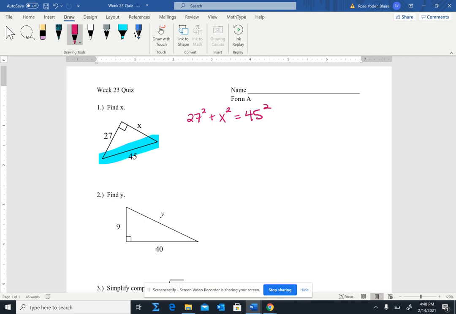Now let's go ahead and actually square those numbers. So 27 squared is 729 plus x squared equals 45 squared, which is 2025. And then we need to solve for x, so we have to go minus 729. Minus 729. 2025 minus 729 is 1296. I recognize that number. I think it's a perfect square. So I think this is going to come out to a nice whole number answer.